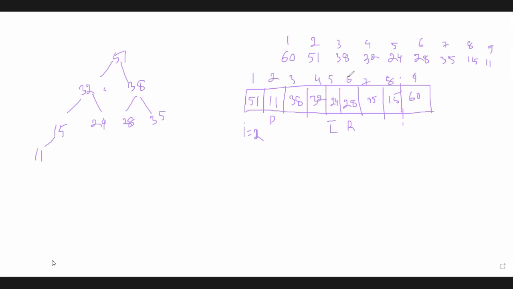Which one is the left child? 2 into 2, 32 is the left child and 24 is the right child. Okay, for 11, the left child is greater than the right child, so replace 11 with 32. So here we'll write 32.